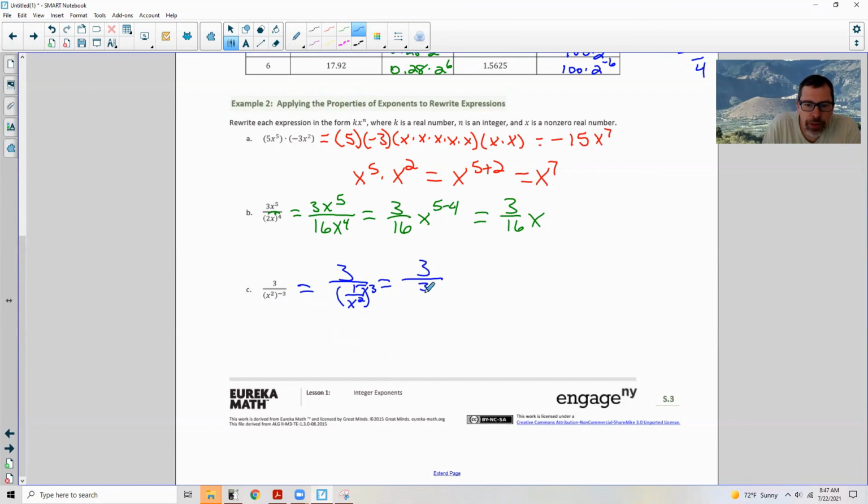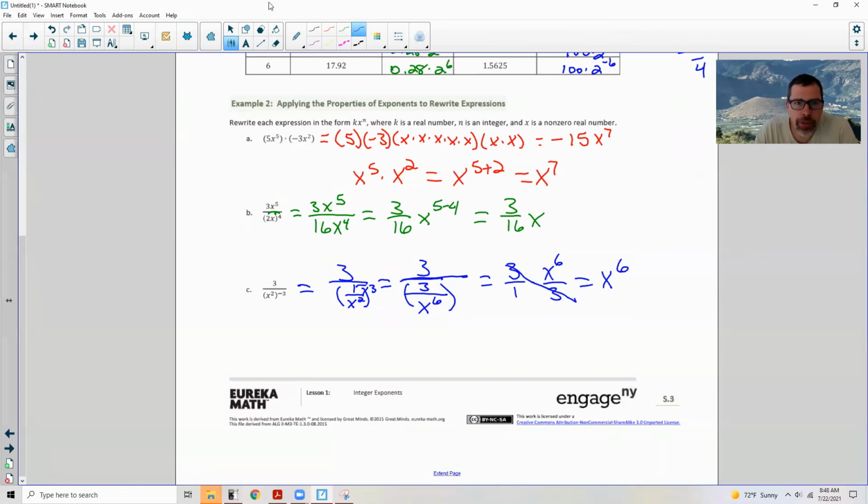3 times 1 is 3. And x to the 2nd to the 3rd, think of it as x squared 3 times. 2, 4, 6, that's x to the 6th. Okay? So now we're dividing a fraction by a fraction. So the rule says take the numerator and multiply by the reciprocal of the denominator. Okay? The 3's will cancel, and I get x to the 6th divided by 1, which is just simply x to the 6th.